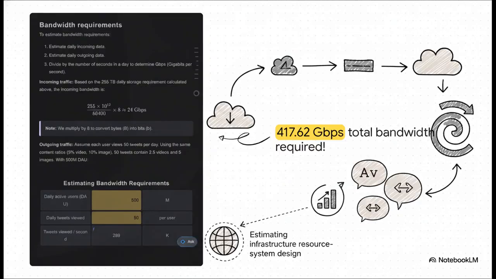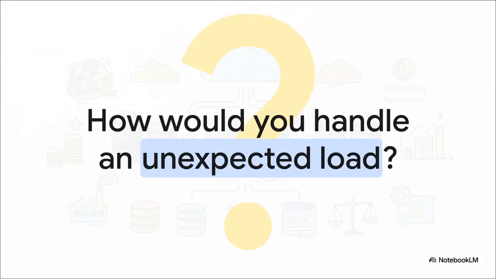Let's combine them to see our final network architecture constraint. Assuming uncompressed uploads, we take our 24 gigabits incoming traffic and add it to our 393.62 gigabits outgoing traffic. This gives us a massive total bandwidth requirement of 417.62 gigabits per second. Remember, these calculations heavily depend on your specific traffic mix, the ratio of text to media, and the ratio of reads to writes. So, we've designed a system for normal operations using the 80-20 rule. We mapped out its 93 petabytes of storage, and we provisioned 417 gigabits of bandwidth.